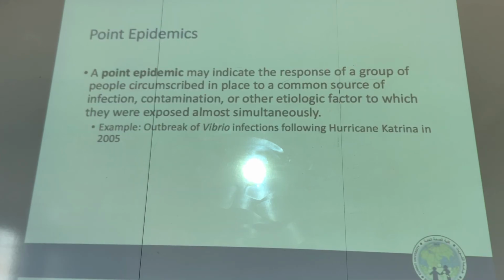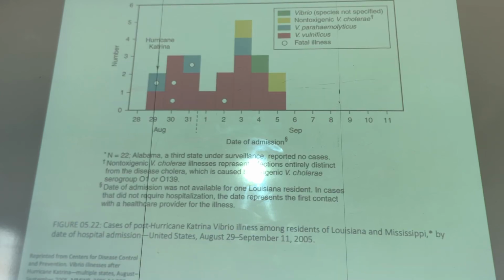Point source: suddenly you hear that people are poisoned or they are vomiting or have diarrhea. It's a point source, at one point of time. Contaminations, other etiological factors, outbreak of Vibrio. Vibrio is part of the foodborne diseases. People could be affected, and the number of cases and deaths rise at that point of time, that's a point source.